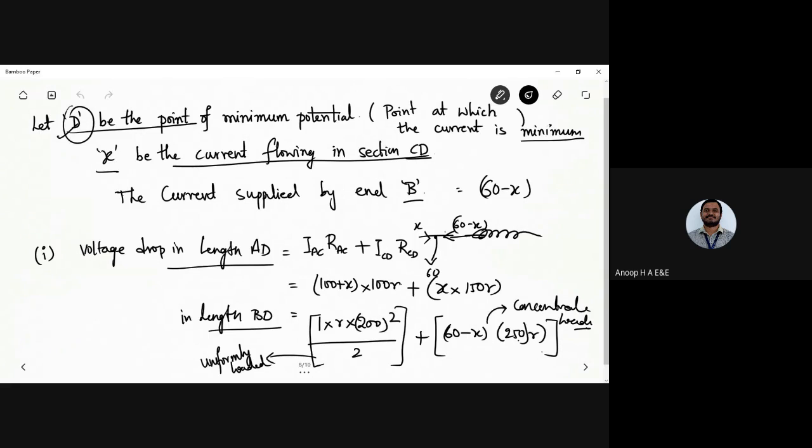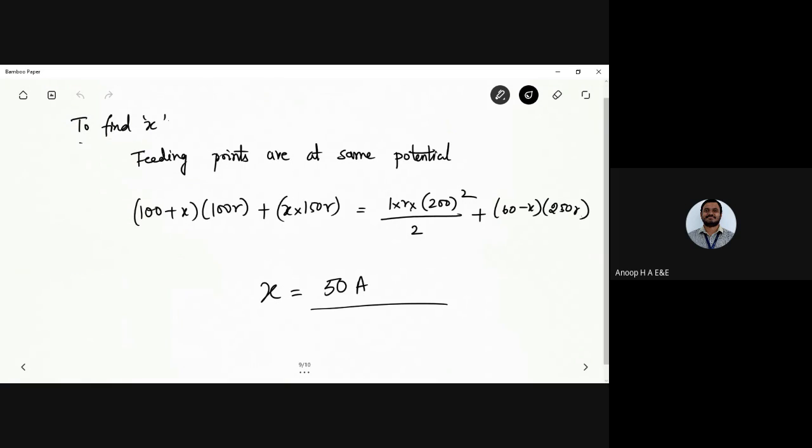Now I need to calculate the voltage drop, considering the sections AC and CD respectively. I have the currents and the resistances that are given, and I have the length BD also. Length BD contains both the uniformly loaded part and the concentrated loading. So that is what we arrived at, and we want to find the value of the current X that is flowing in the DC distributor line.